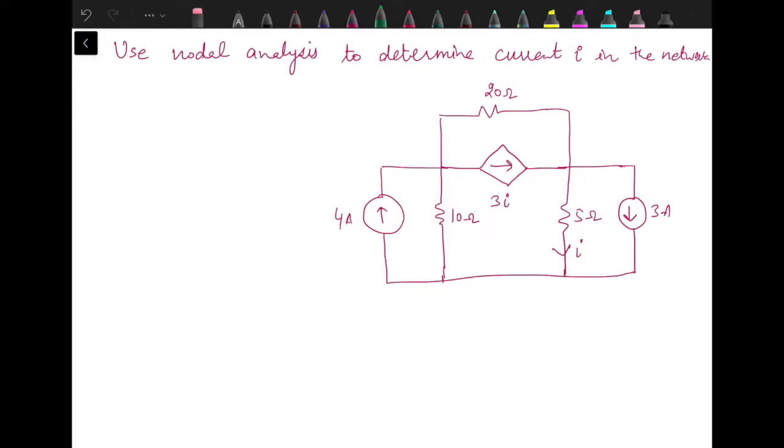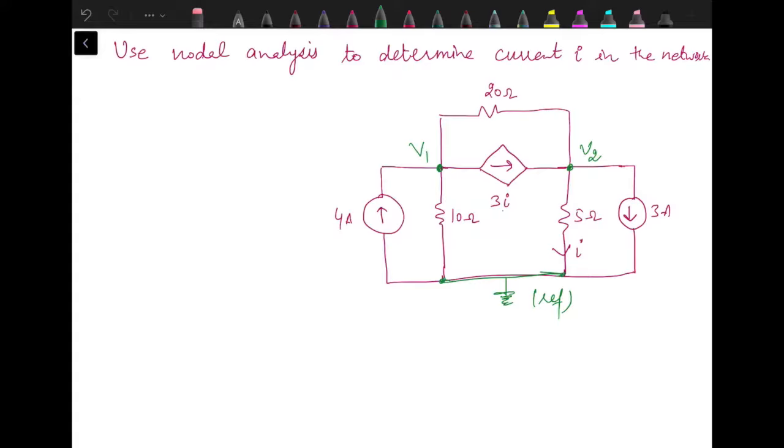So first step is we need to identify how many nodes there are. 1, 2, and 3. Let's consider this one as reference. Assign voltage to this node as V1, with respect to reference, and to this node as V2, again with reference only.